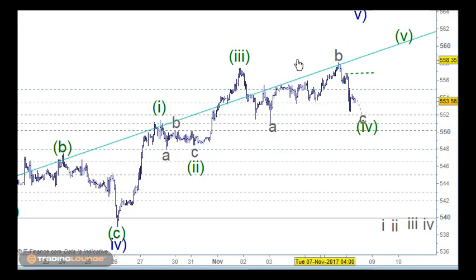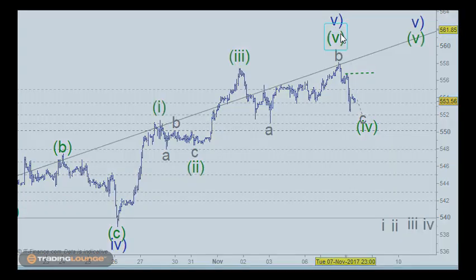But because it's taken the top out here by a little bit, it would need to be an expanded flat, and that means that this move down here would take this low out through here as this structure. So we could have it like this, and we can also have it like this as well. I don't know. We're just going to have to wait for further evidence.